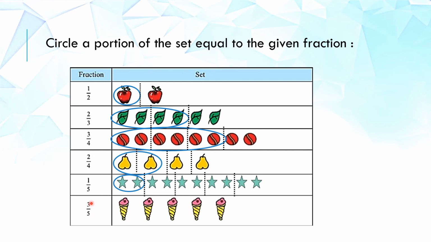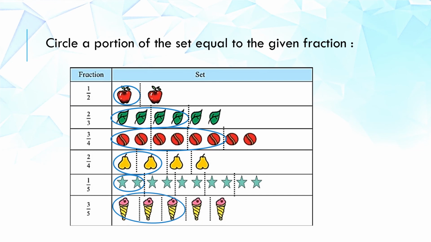Now, next is 3/5. And here ice creams are also 5. So 5 divided by 5, we get the answer 1. So 1 ice cream cone in each part. From this, we have to circle 3 parts. So we will circle 3 parts.